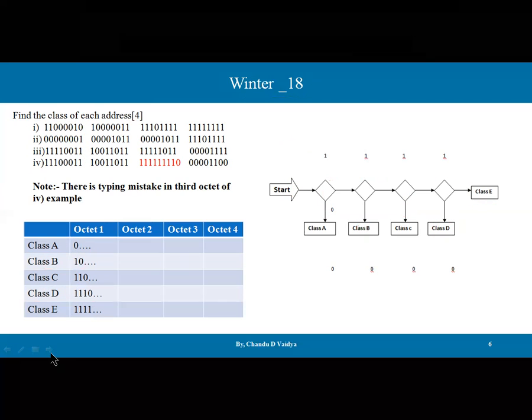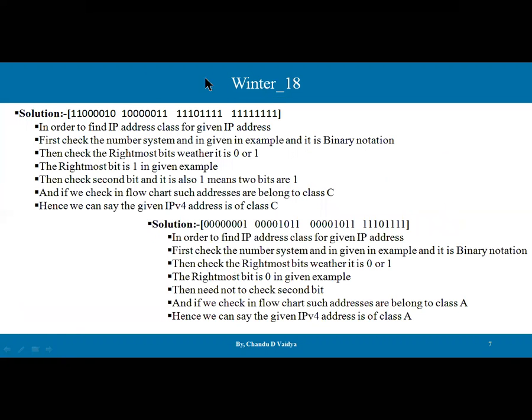Now check what has been solved, what has been asked. Here the first address is given, and the first address is 11000010. So here we need to check the first octet, guys. We need not check the rest of the octets. Okay, so here also the process is the same as earlier. In order to find the IP address class of the given IP address, first check the number system, and it's given in the example that it is binary.